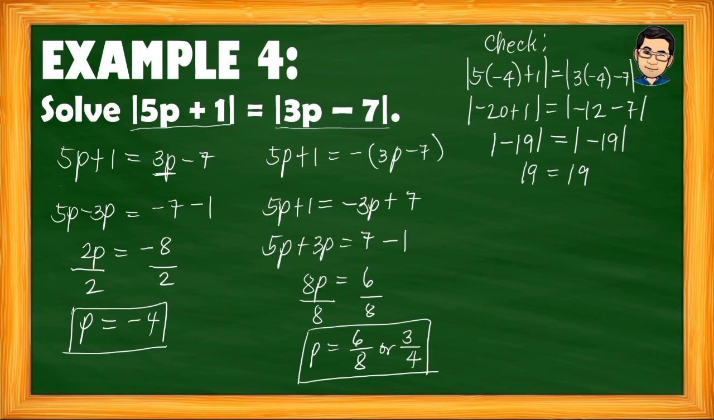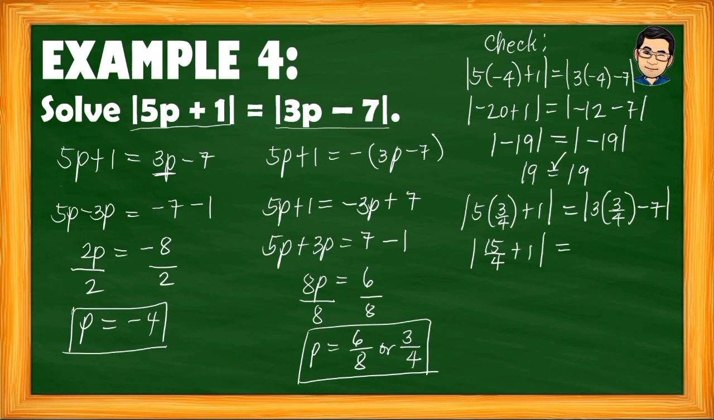Next, yung 3/4 naman. So, 5 times 3/4 plus 1 equals, so the absolute value of 3 times 3/4 minus 7, ayan. So, 5 times 3/4 is 15 over 4, ayan, plus 1 equals, the absolute value of 3 times 3/4 is 9 over 4 minus 7. So, kunin natin LCD ng both sides. Kitang-kita naman ang LCD niya is 4, parehong 4. So, magiging ganito siya.